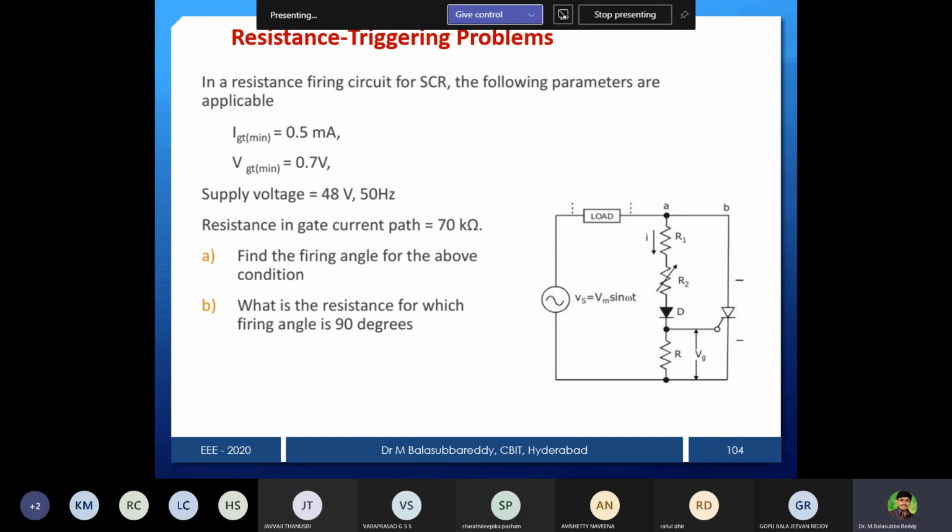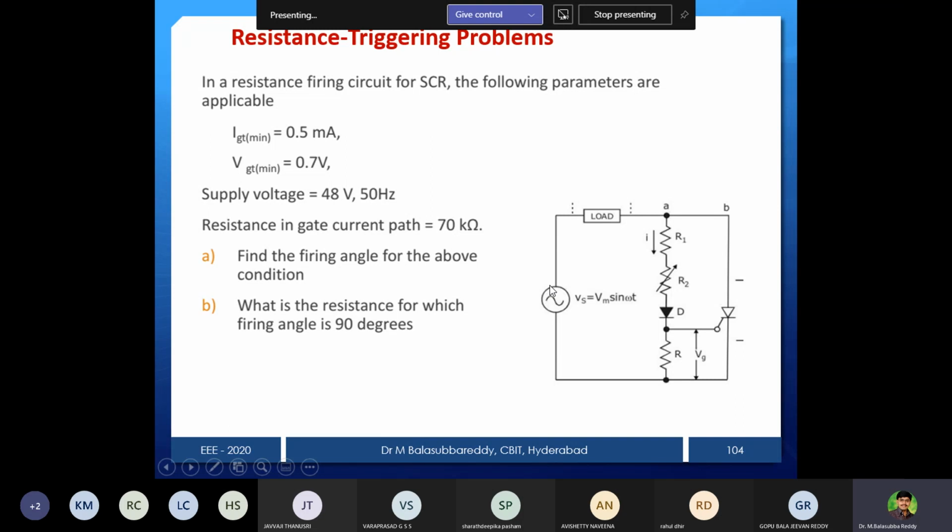For the resistance firing circuit of the SCR, the following parameters are given: IGT minimum, that is IG minimum, is 0.5 milliamperes, and VGT is 0.7 volts. What is the meaning of VGT? It is the minimum voltage required to trigger the SCR. The gate triggering voltage is 0.7. And the supply voltage, that is the input, is 48 volts, 50 Hz.